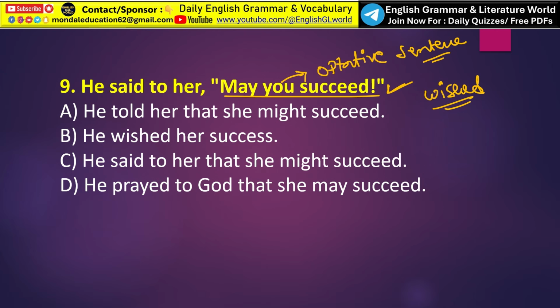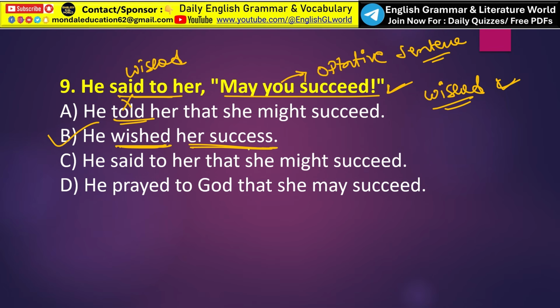We have to use the verb that is wished. Told is used, so this sentence is incorrect. He wished her success. So here wished is used. Okay, so the correct answer is he wished her success. You can simply say, instead of said to her, we have to say wished. So he wished her success. So option B is the correct answer.